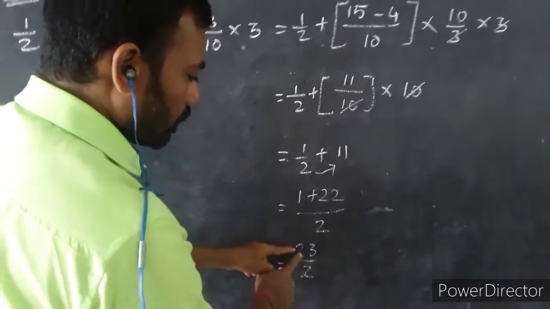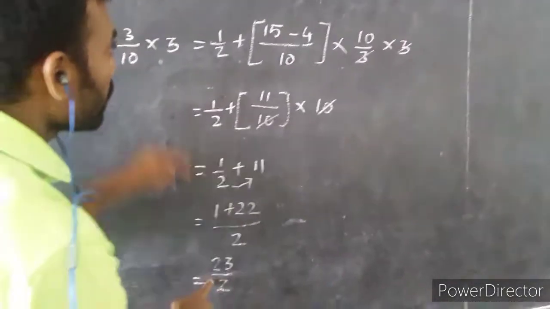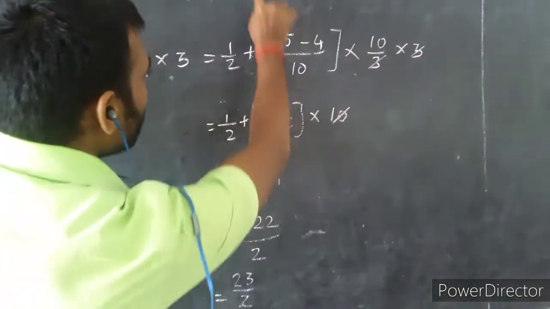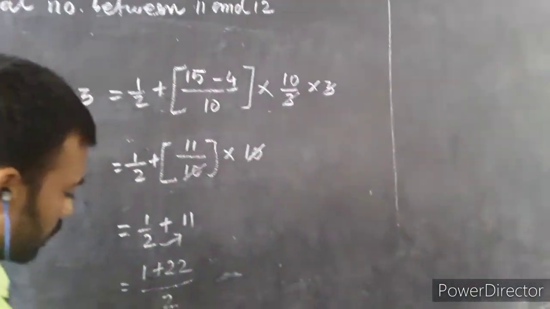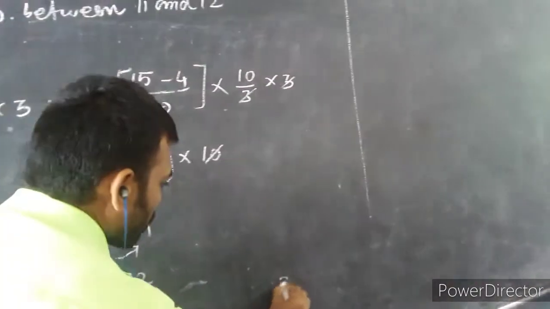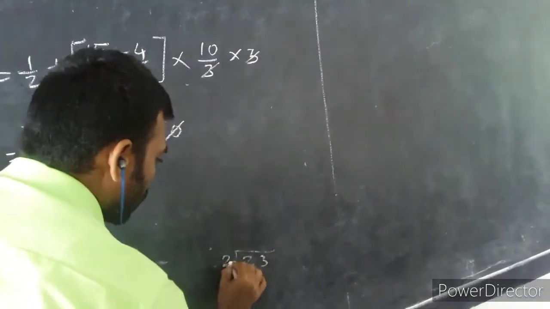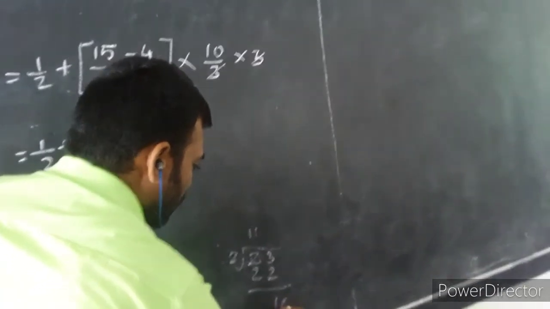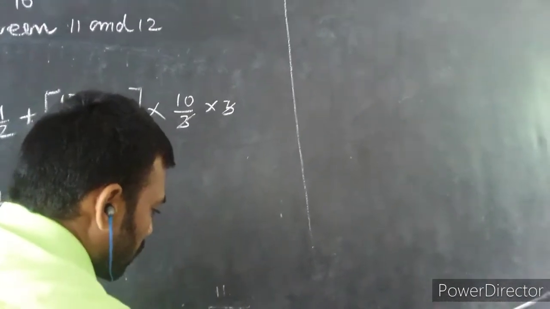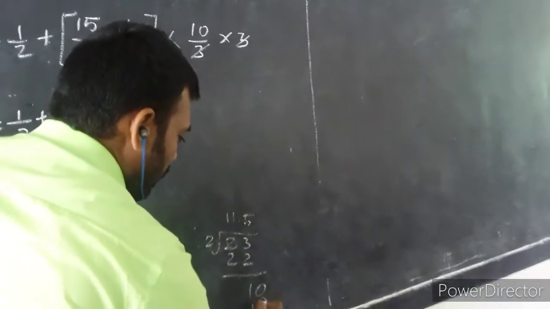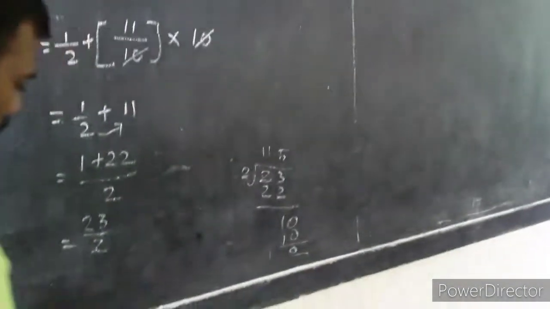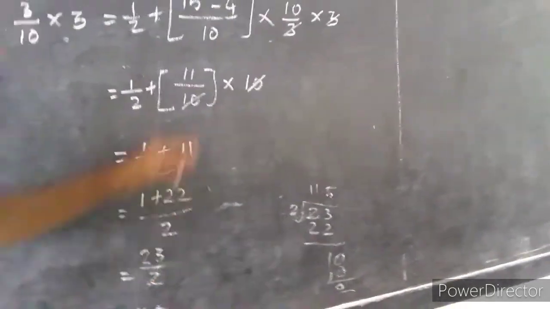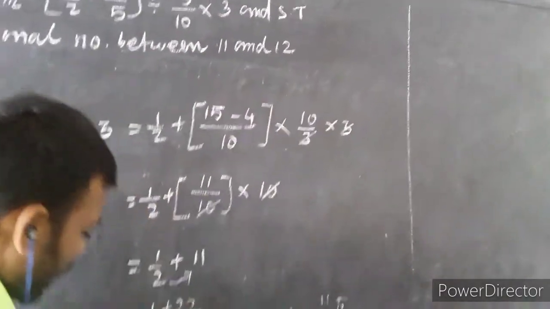Students, this first answer is 23/2, which is a rational number. Next, check whether 23/2 is between 11 and 12 or not. Divide 23 by 2: 11 times 2 is 22, the remainder is 1, which does not divide, so put a decimal point. Next, 5 times 2 is 10, so our answer is 11.5. Therefore 23/2 lies between 11 and 12, which is the second answer.